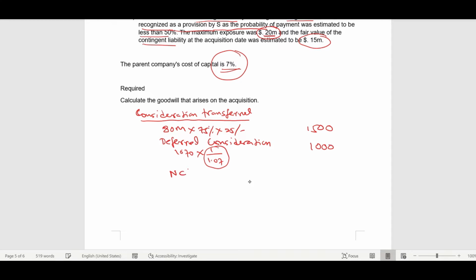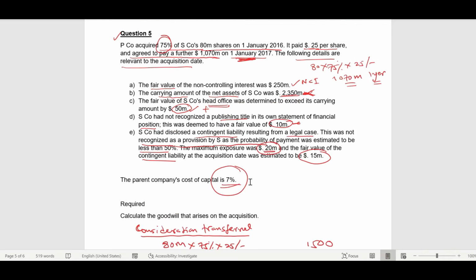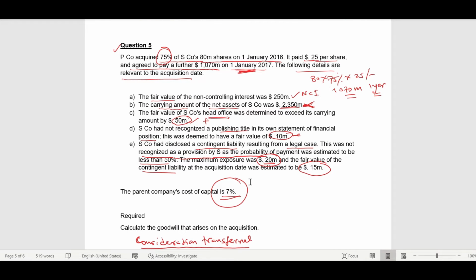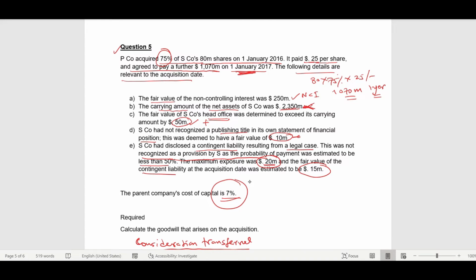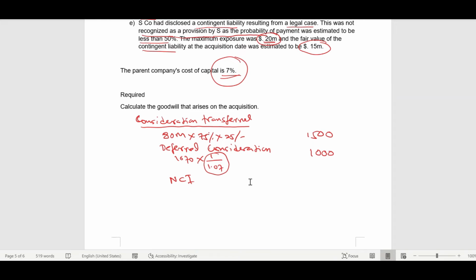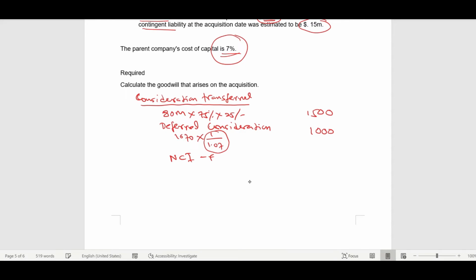Then you add back the non-controlling interest. Here you can't take the fair value of the identifiable net assets, because straight away you are given the fair value of the non-controlling interest as 250 million. So you need to take the fair value of the non-controlling interest, 250 million. So from this total, you need to deduct the fair value of identifiable net assets.